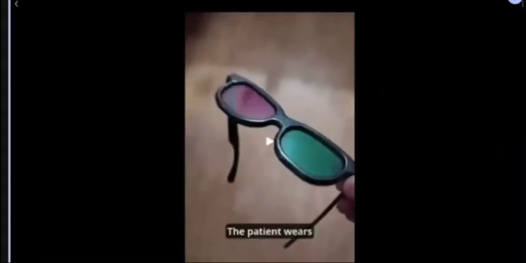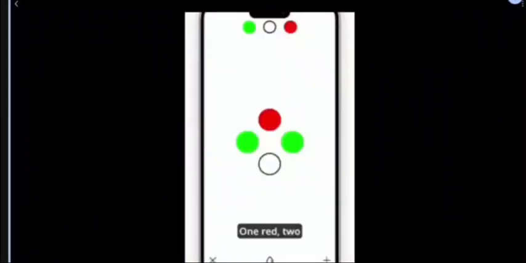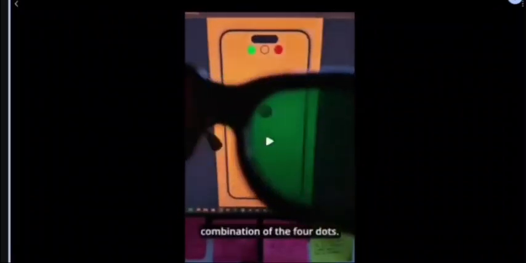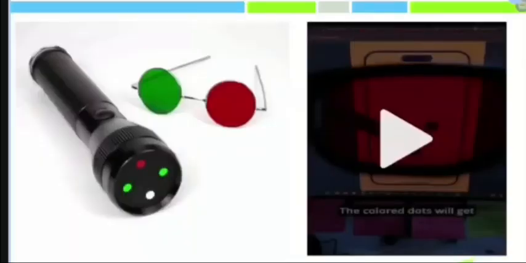So here's how it works. The patient wears red-green glasses. Then they are presented with 4 dots: 1 red, 2 green, and 1 white. The colored dots will get canceled out when viewing through the colored lenses, so each eye sees a different combination of the 4 dots. The white dot is seen in both. Each filter will cut off the other color, so the white will be the common color which can be observed in both.